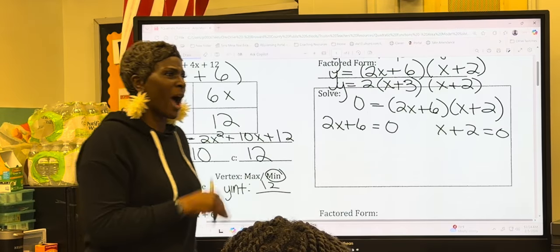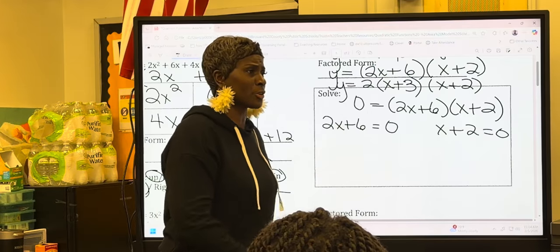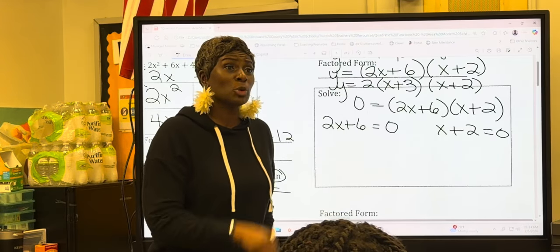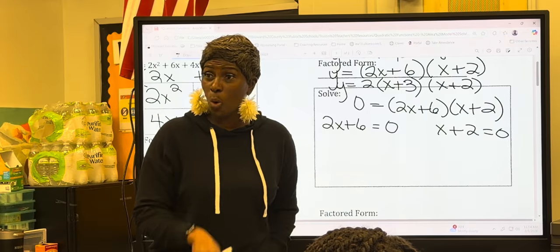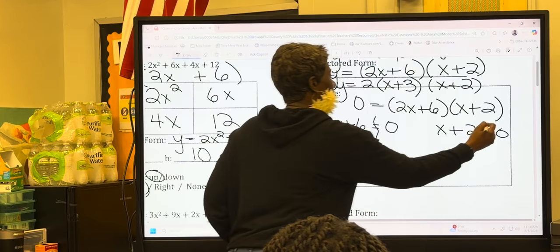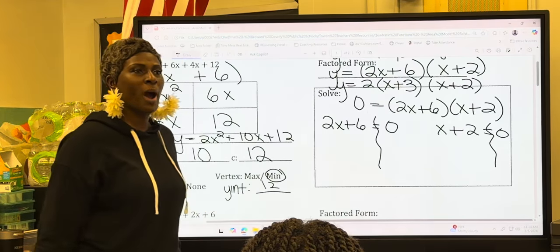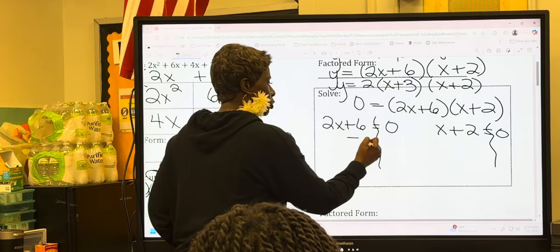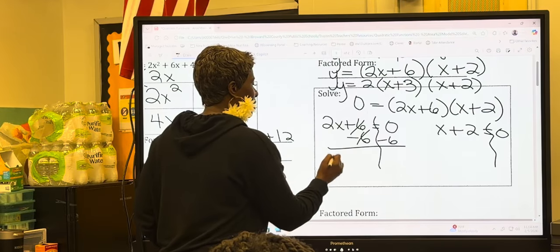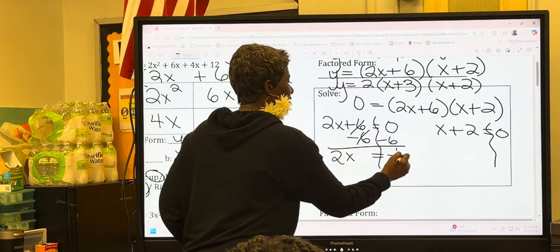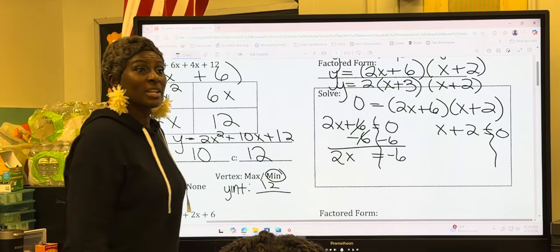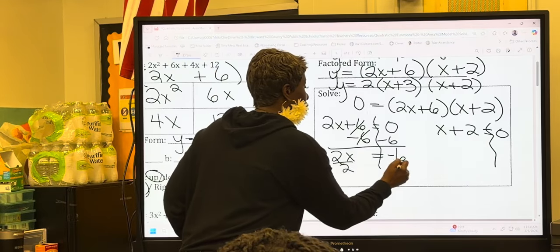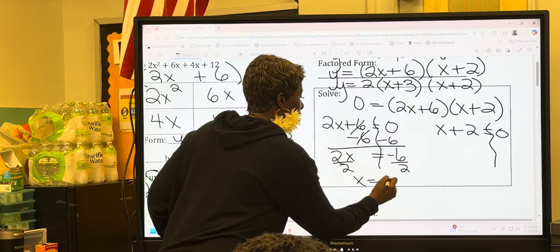What am I doing right now? I am trying to find the x-intercept. How do you get the x-intercept? You plug in a 0 for the y. Draw my squiggly. Work it out. Easiest part of the whole process. Subtract 6 from both sides. 2x equals negative 6. Last step. Divide both sides by 2. X is going to equal negative 3.